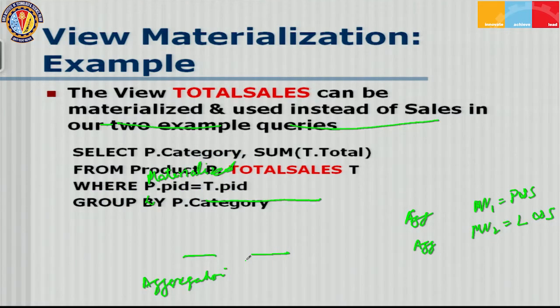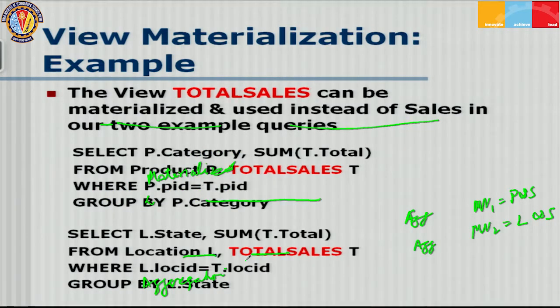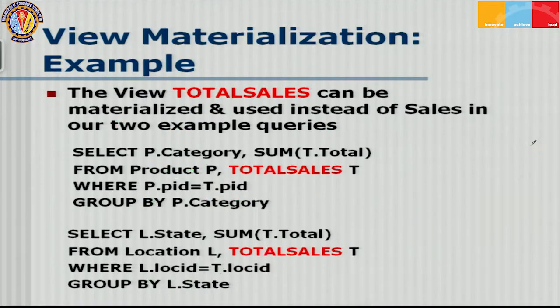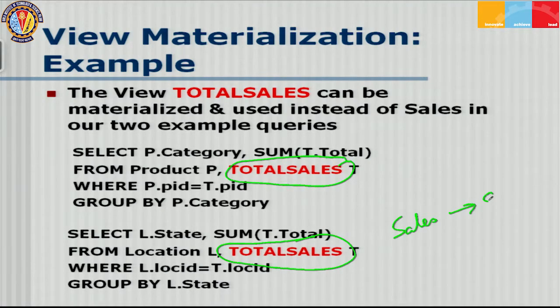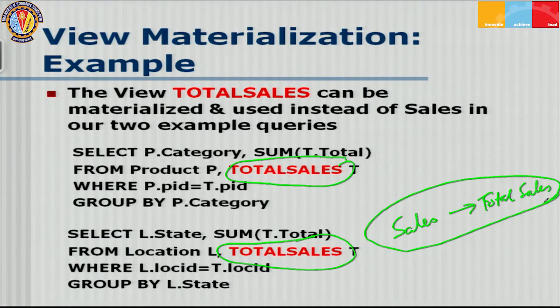So instead of sales, I'm using total sales. What the system does, with reference to the metadata, is replace sales. In both the queries, I have replaced the sales table with total sales, and this is done with reference to the metadata. Then part of the aggregation is already done, and so you save on the aggregation part.